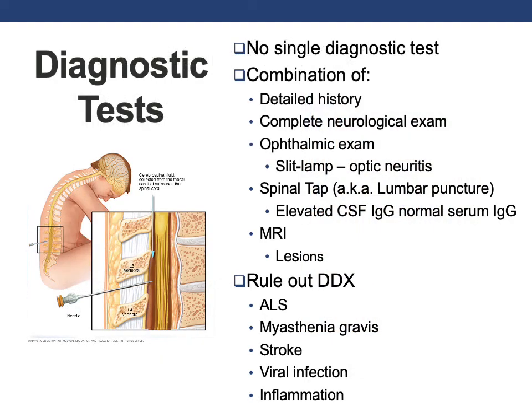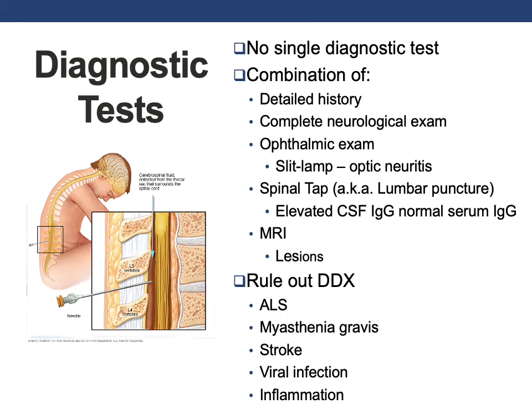Diagnostic test. There is no single test that can definitively diagnose multiple sclerosis. MS is diagnosed by a combination of a detailed history, a complete neurological exam revealing positive findings, an ophthalmic exam with a slit lamp looking for optic neuritis, and a spinal tap, also known as lumbar puncture, showing elevated immunoglobulins in the CSF, while the blood work shows normal immunoglobulins in the serum. And finally, lesions can be seen on MRI, but typically a person is diagnosed with MS before the lesions are noticed on MRI.